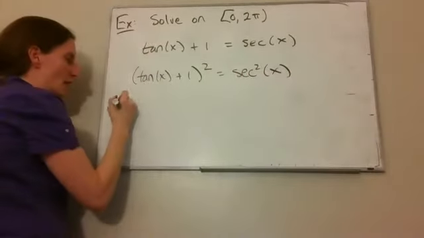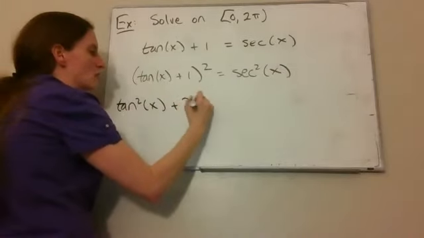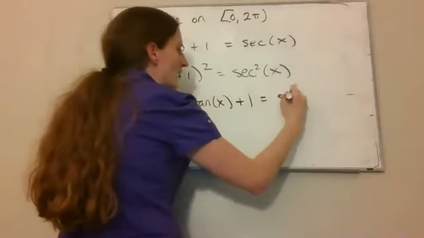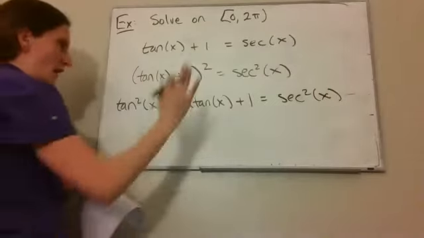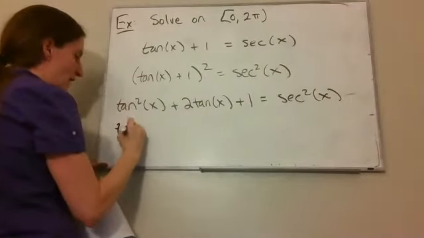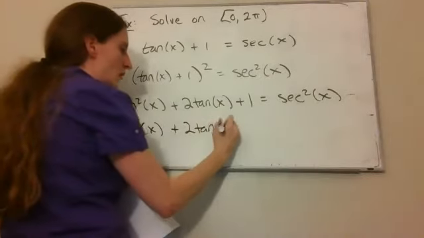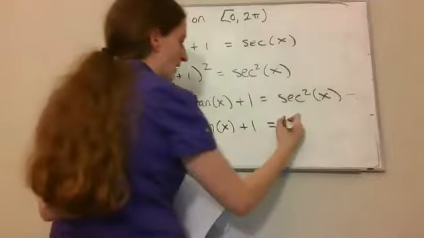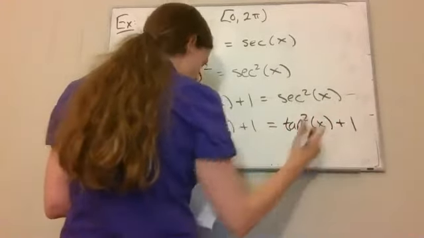When I square this left side, I'm going to get tangent squared x plus 2 tangent x plus 1. And then I have secant squared x on the right side. Now that secant squared x I can rewrite in terms of tangent by using one of my Pythagorean identities. Secant squared of x is equal to tangent squared of x plus 1.